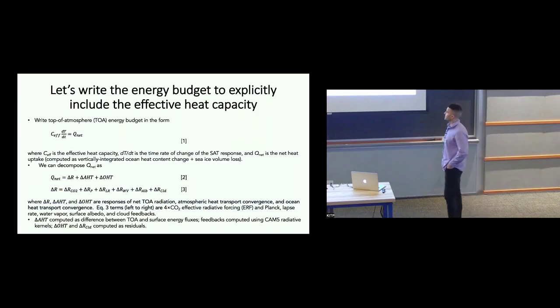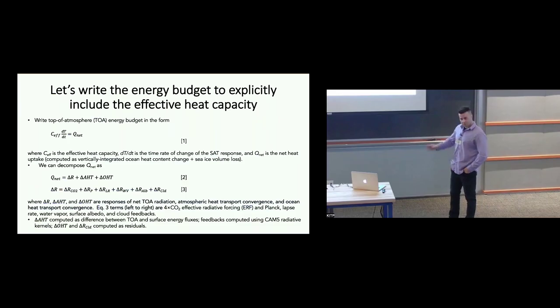And so we can write that as shown in equation 1, where CF is our effective heat capacity, dT/dt is the time rate of change of the surface air temperature response, and Q net is the net heat uptake of the column. We computed Q net in this study, in the results that will follow, as the sum of the vertically integrated ocean heat content change, and we've also accounted for the energy that goes into melting sea ice, because that can be non-negligible in the Arctic.